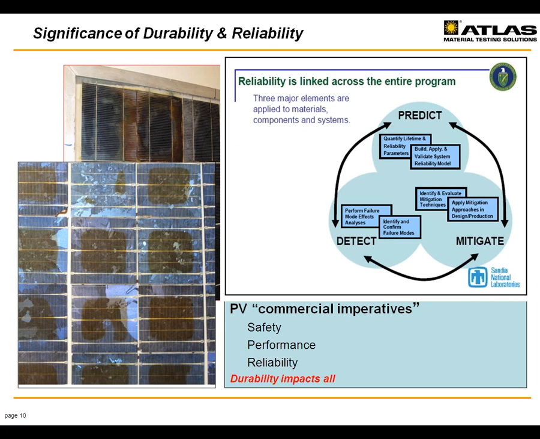Now, in terms of testing for a PV development program, according to this diagram that I'm showing here, we test to predict, mitigate, and detect. And you can see the arrows between each one going in both directions.